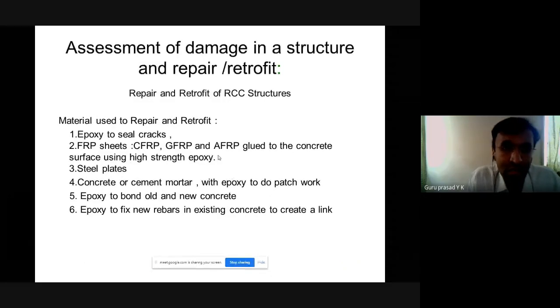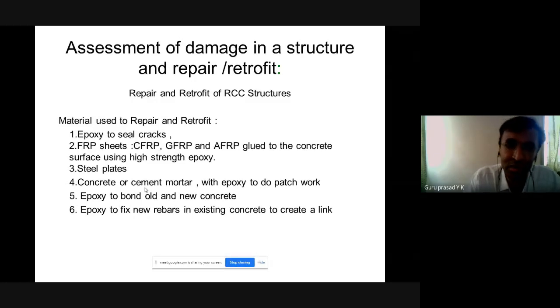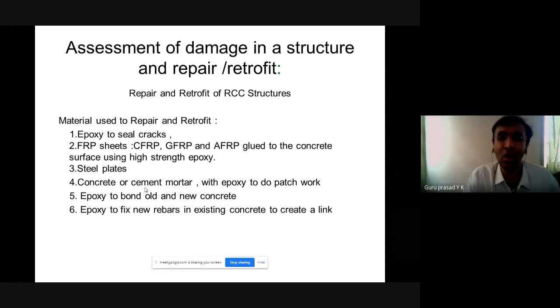Now, the materials used to repair or retrofit are epoxy to seal cracks, and FRP, fiber reinforced polymer sheets. That is CFRP, carbon fiber reinforced polymers, GFRP, glass fiber reinforced polymers, and AFRP, aramid fiber reinforced polymers, glued to the concrete surface using high strength epoxy. It is like, you know, how all of you would have come across how you stick these laminates when you have made all these cupboards, or you see these cubicles, they will stick this laminate over the plywood, right?